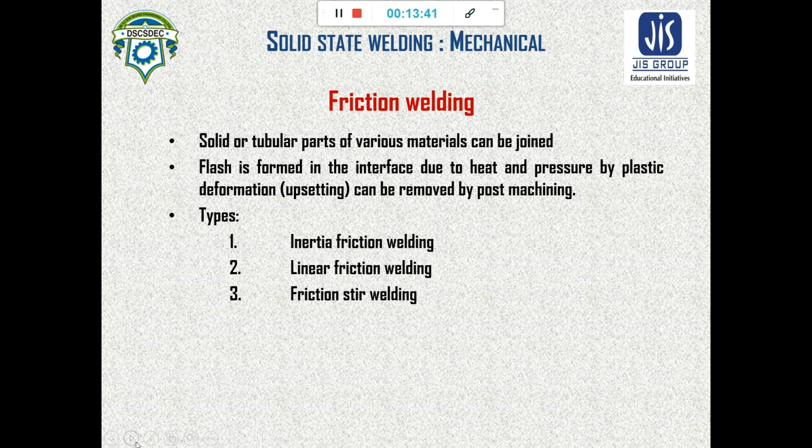Now there are three types of friction welding. In friction welding, solid or tubular parts of various materials can be joined. Secondly, flash may be formed. Flash means excess material, the material which may come out due to the axial force. That flash may be formed due to upsetting, and this flash can be removed by post machining operation.